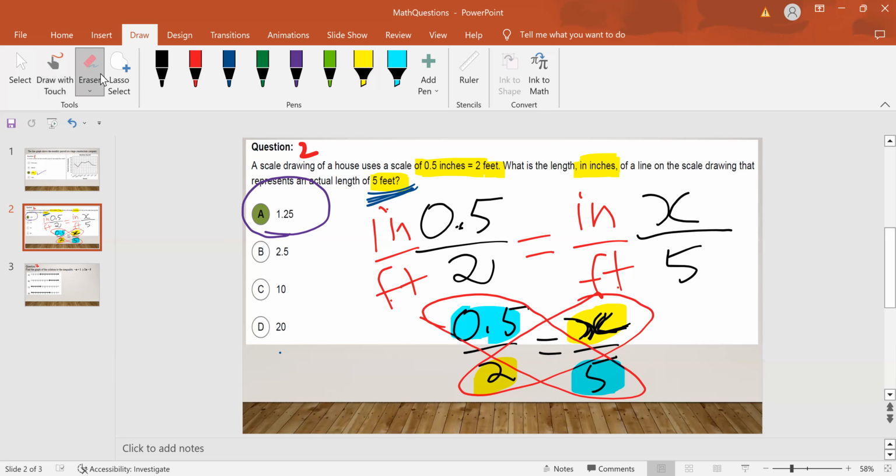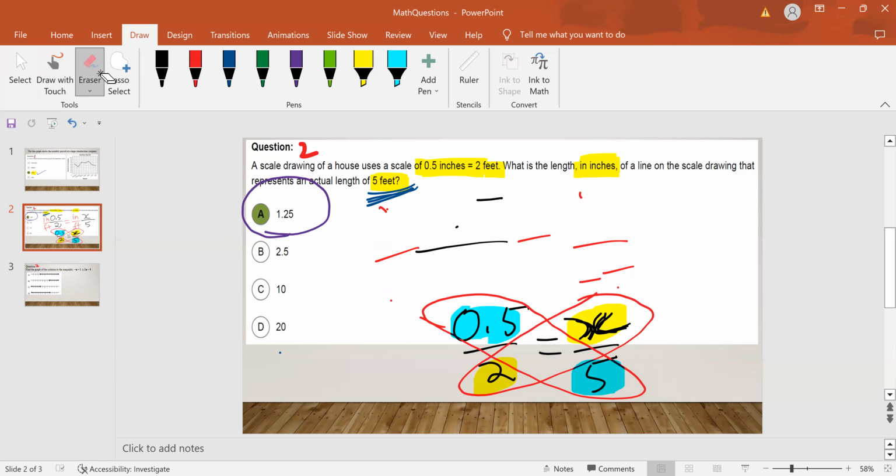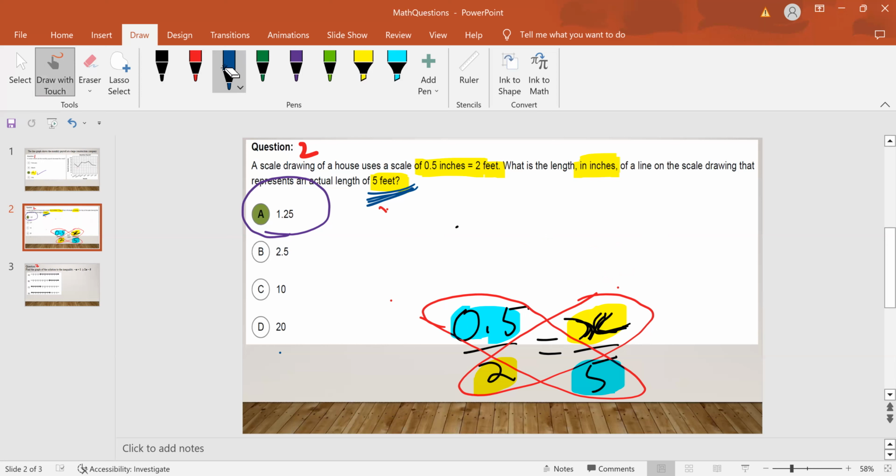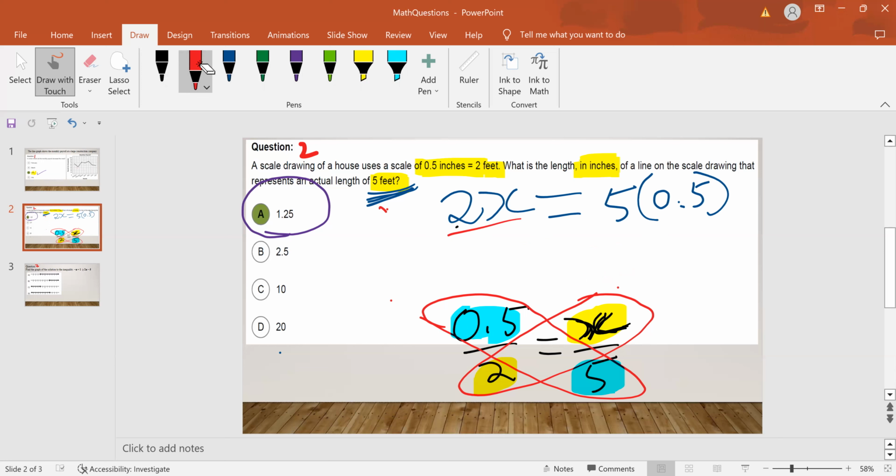For that, I need space, so let's take this out for a moment and solve the question. So we're going to have 2 multiplied by x, which is 2x, equal to 0.5 multiplied by 5, or 5 multiplied by 0.5. Now the goal here is to solve for x. So what we'll do is divide both sides by what? By 2, and also here by 2.